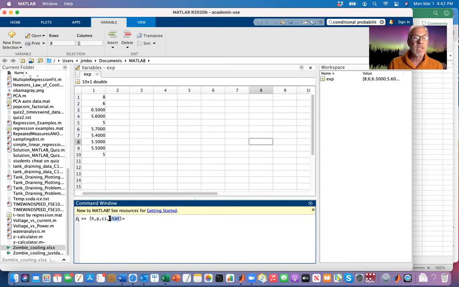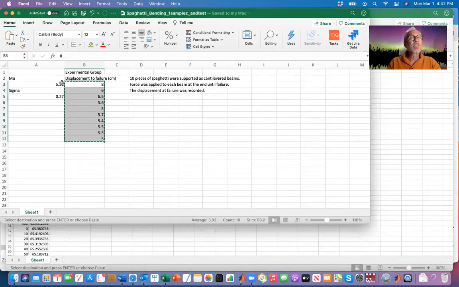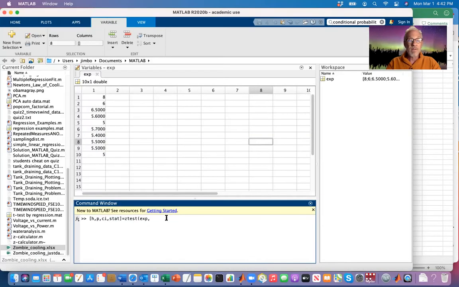Then the statistic is the actual Z statistic that we're computing in standard deviation units, and we can compare that to the critical value in the standard normal distribution. All right, so we're going to call it a Z test, and we're going to use our vector of data values, experimental. We're going to put in mu, which is 5.38, and sigma is 0.27. So we're going to say 5.38, comma, 0.27. Those are our parameters.